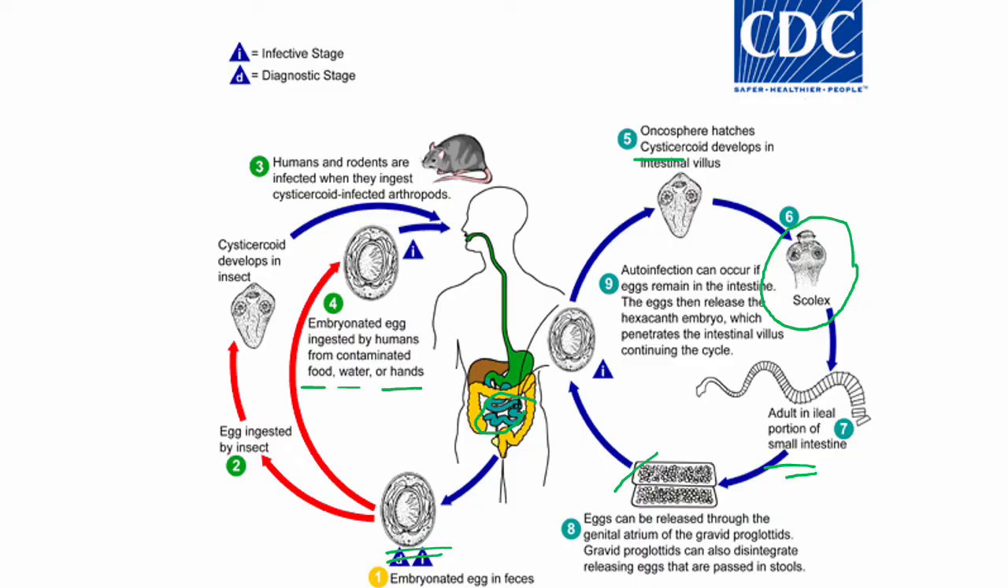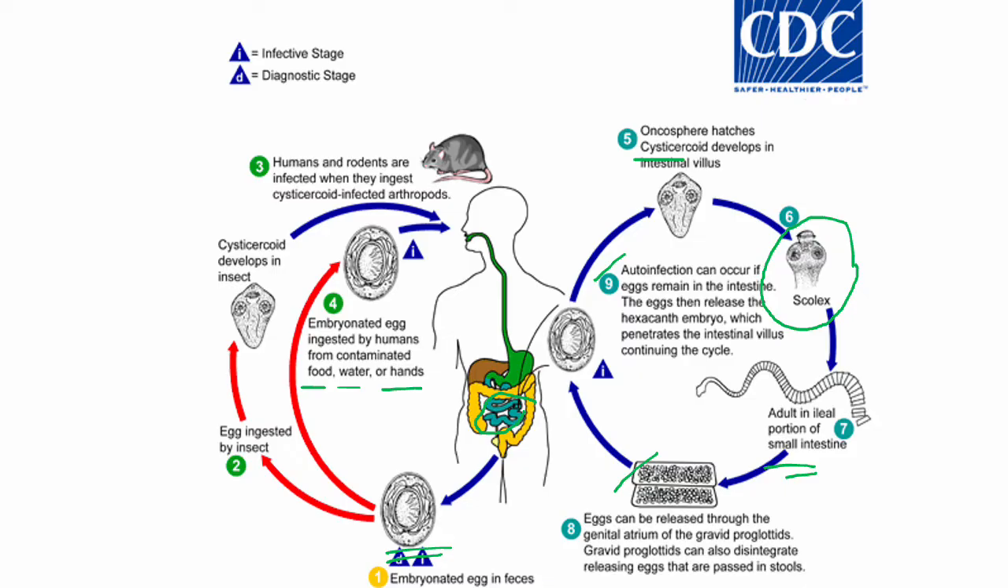Remember also that in terms of the life cycle for Hymenolepis nana, autoinfection may be possible due to the fact that we are both the definitive and intermediate hosts. So eggs may hatch within the intestine to become another cysticercoid larva and as well as to become adults.